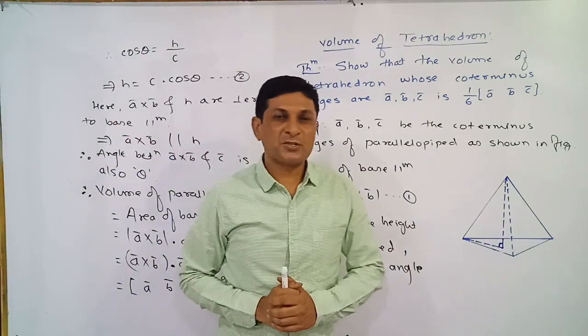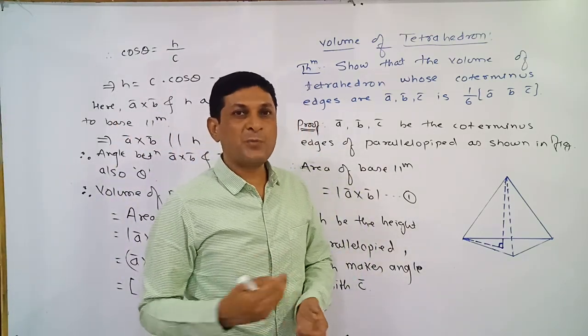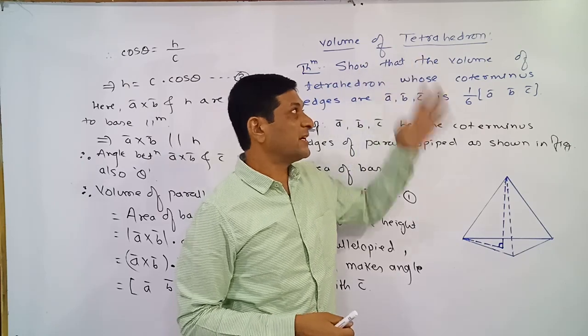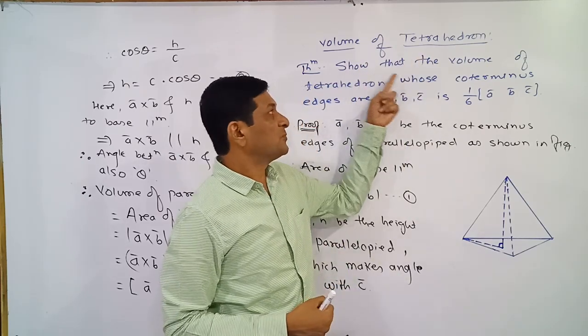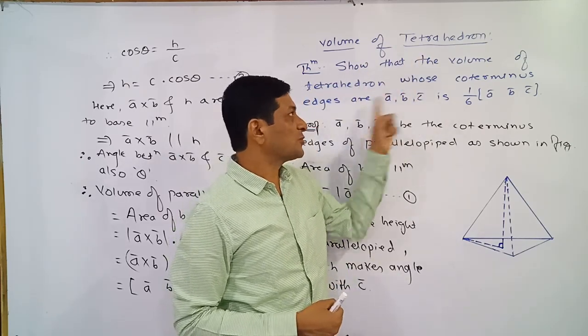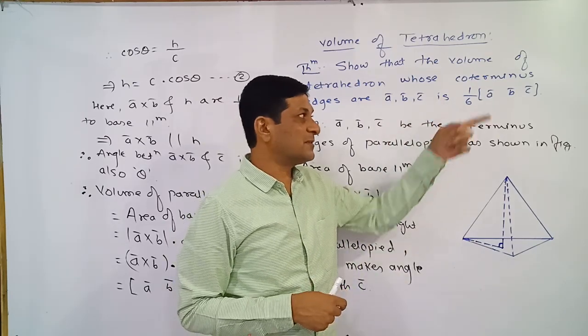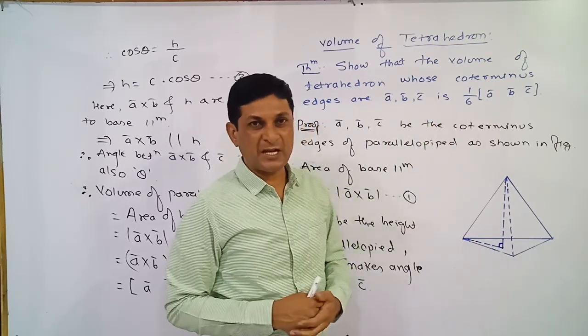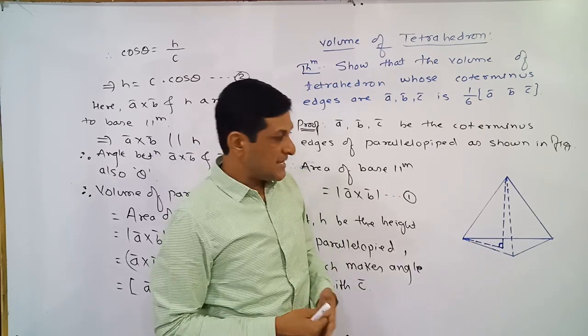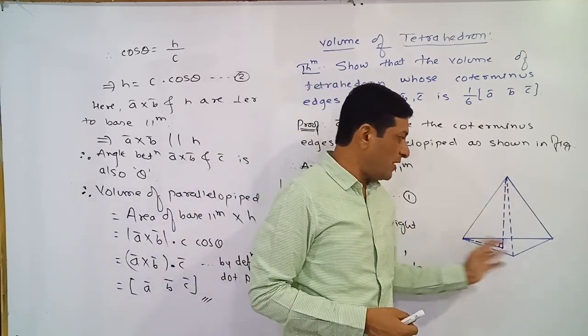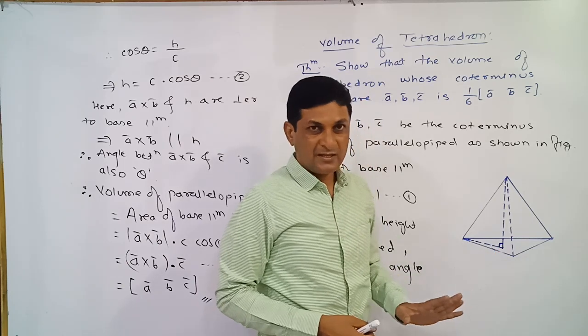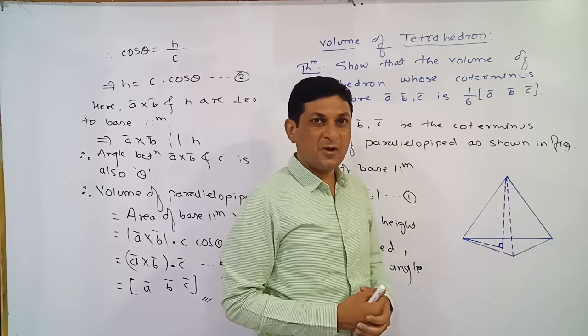So well, now let us try to prove the second important theorem to find out the volume of a tetrahedron. So here we have to prove that the volume of a tetrahedron whose coterminous edges are A bar, B bar, C bar is 1/6 the box product of A bar, B bar, C bar. So a tetrahedron, its shape is like a pyramid. All its faces are like what? Triangle.